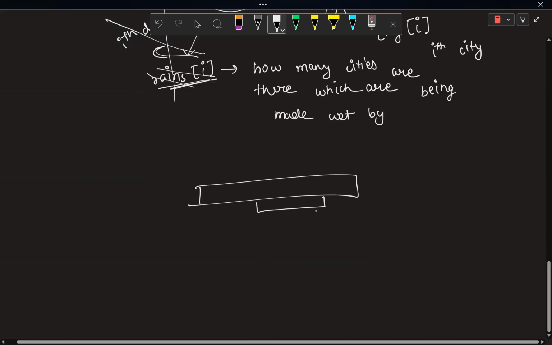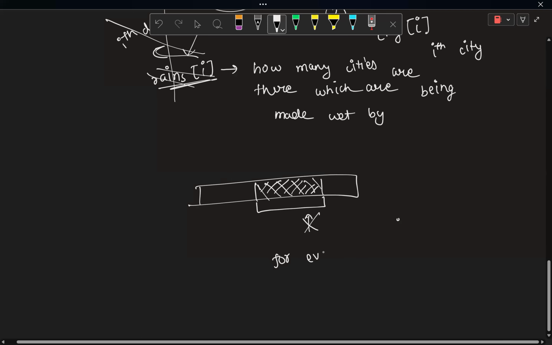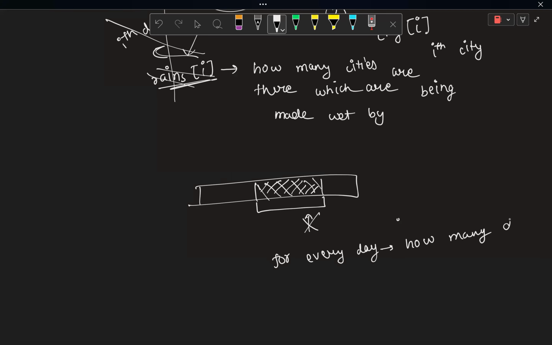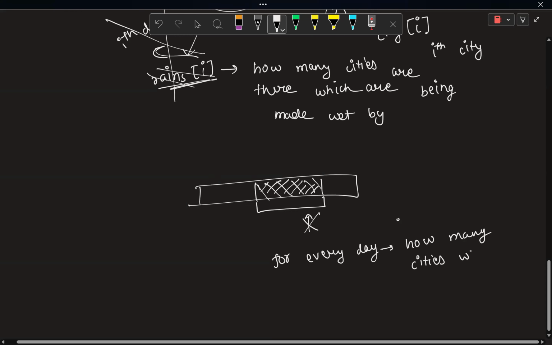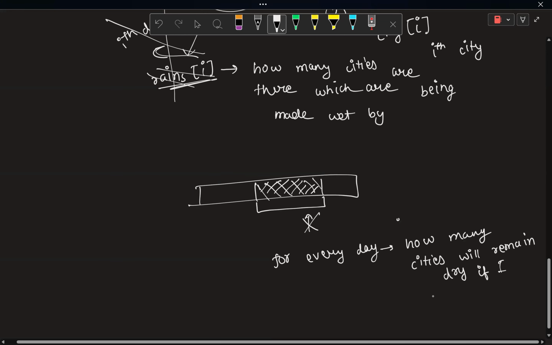So let's say these are all cities on which rain happens only on one day. If I avoid rain on that day, then these will remain dry, right? So what I'm willing to find is, for every day, how many cities will remain dry if I avoid rain on this day?